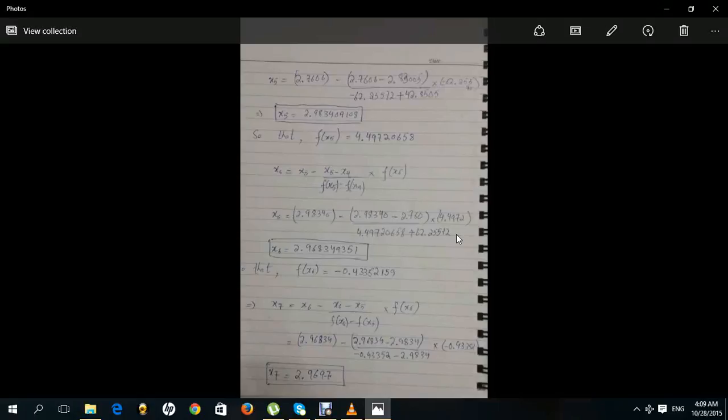The main thing in this method is that it converges to the root very quickly. We got our answer in just 7 iterations. But if you use the false position method or the bisection method, you have to go through a lot of iterations, like 14 to 20 iterations at least.